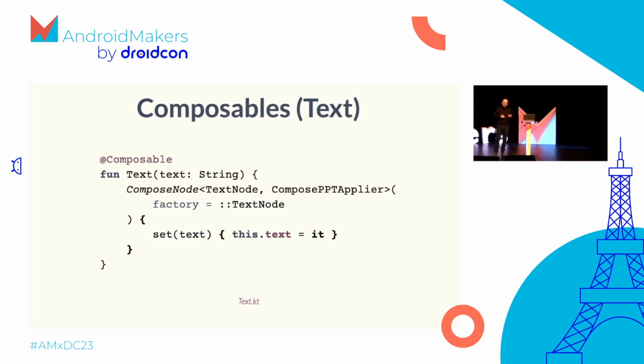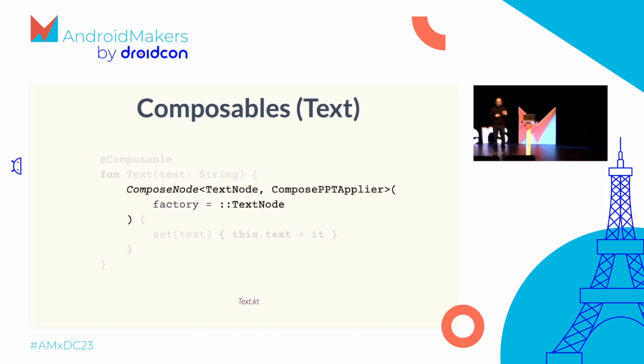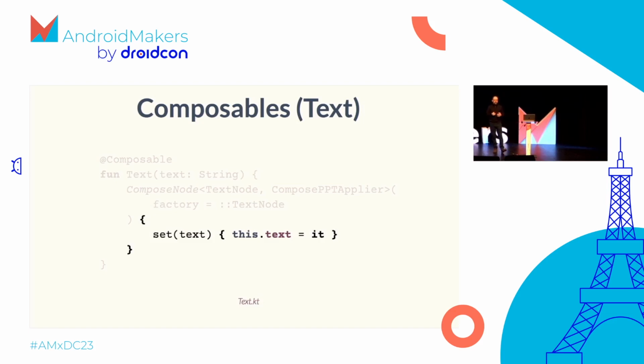And for the text composable, it's a bit different. Now we're keeping some data for the text composable inside the text node. So we're getting a text from the client, and we're doing the same thing. We're saying, okay, now I want to emit the text node that I created, and I want to use the compose PPT applier that I created just before. And for the factory, it's just the text node. But for the update part, when my text composable is being called again, I also want to update the text inside my node. So this.text is actually the text that we created inside the text node, and I want to update it with the new text, right? If the composable is being called again, that means something has changed, which is basically the text, because we only have a text. So I need to update the text value inside my text node in order to keep the latest data.